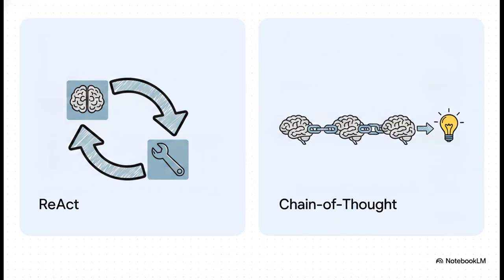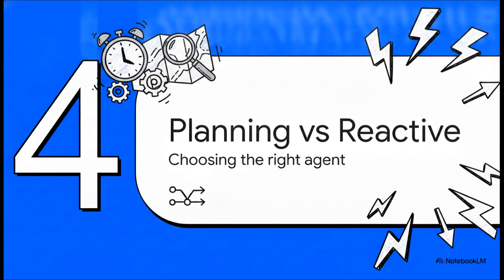ReAct is all about alternating between internal reasoning and external tool use. Think, act, think, act. Chain of thought, on the other hand, is entirely focused on breaking down the internal reasoning process itself into logical, step-by-step pieces. Actually, the most advanced systems out there right now usually combine both of these patterns to get the absolute best of both worlds. Section 4, planning versus reactive agents.